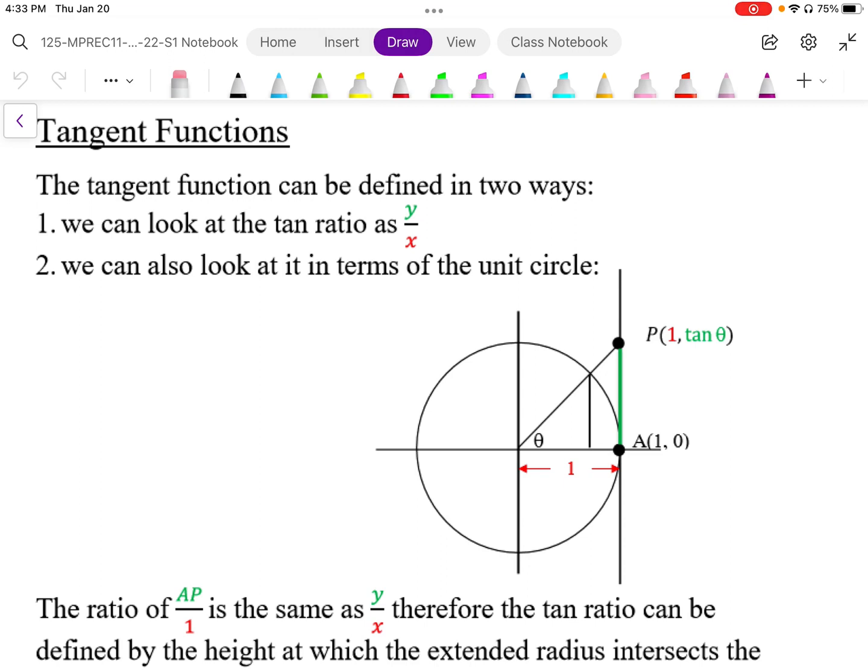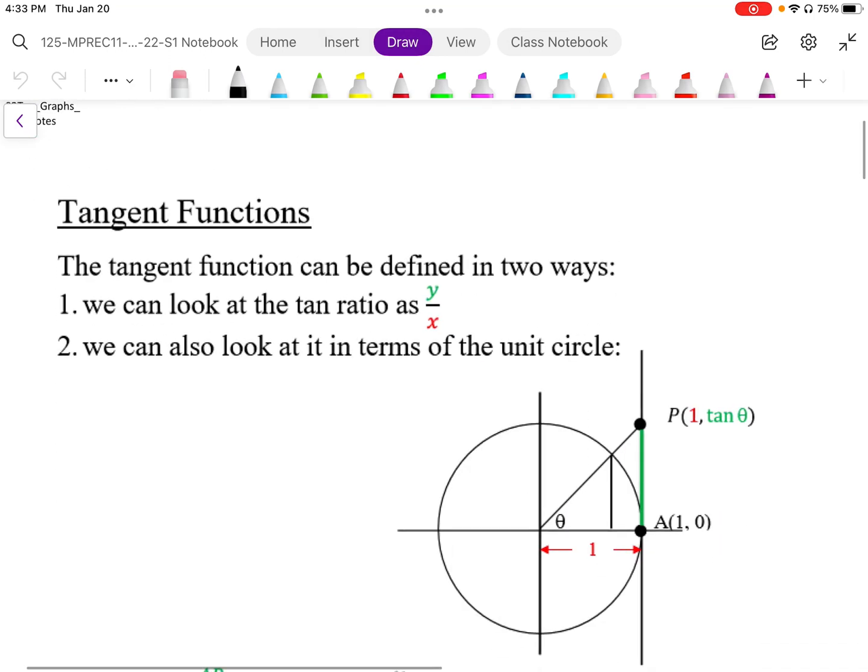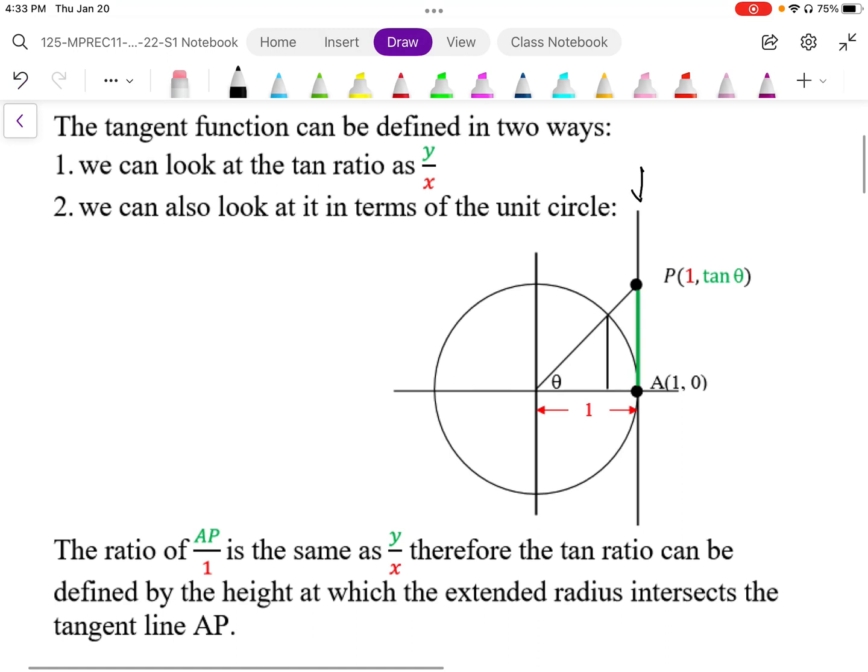And this is how the tangent ratio actually gets its name. It's actually from the line that is tangent to the circle. So this line here is tangent to the circle, and it generates the tangent function.